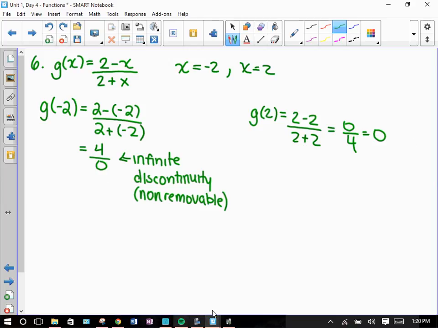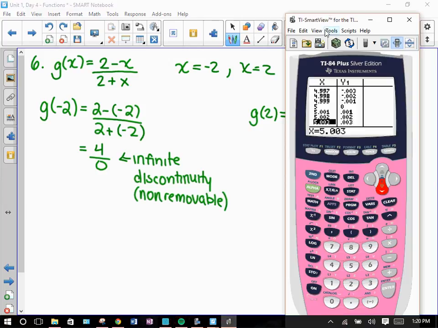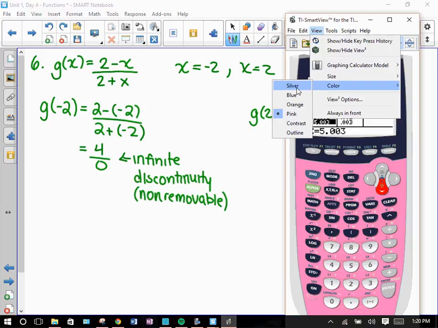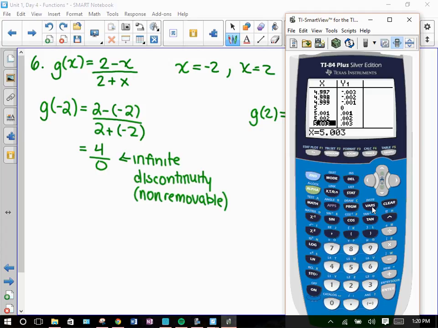So, again, we're going to go graph it. We'll graph it with a new calculator. Alright, so we're going to go to y equals. Our equation is, again, whenever you have something like this, you need to put the numerator in parentheses and the denominator in parentheses. So parentheses 2 minus x divided by parentheses 2 plus x.